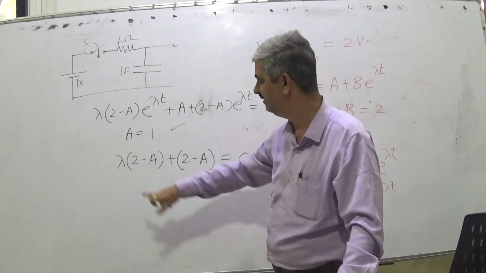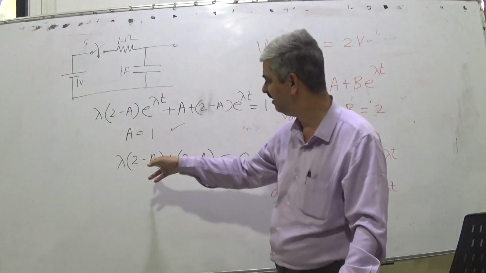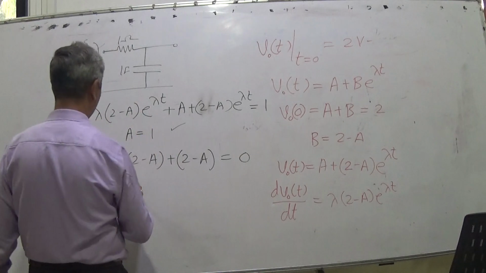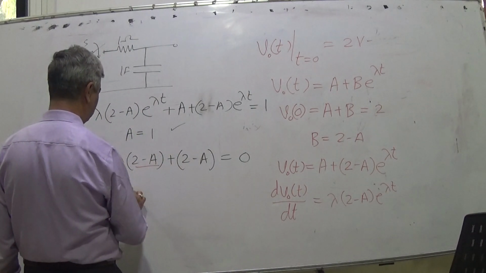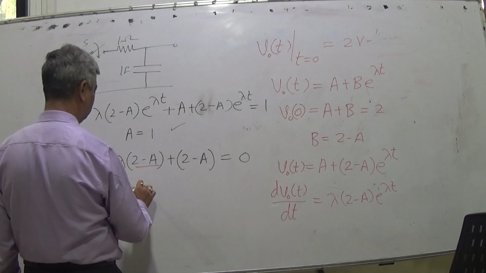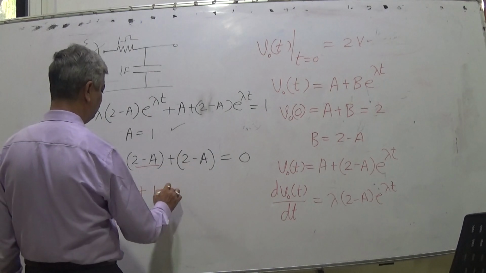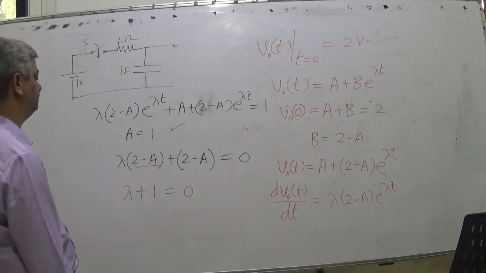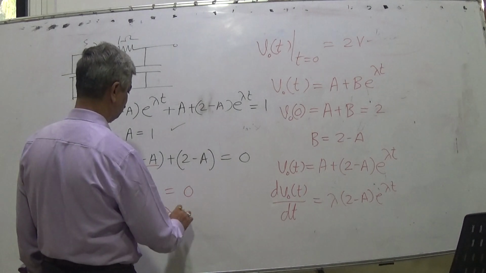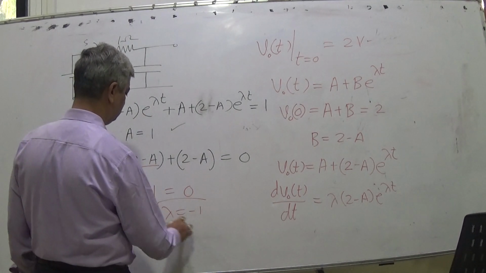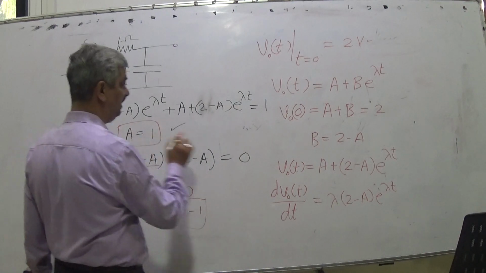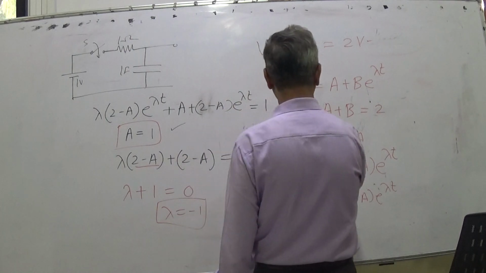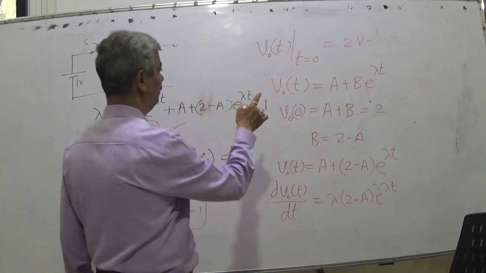So a equal to 1, and the remaining is the other part. Now we can further simplify because we know a equal to 1, so 2 minus a is 1. So lambda plus 1 must be equal to 0. So lambda is minus 1. A is 1. What is b? Or b is not needed. So what is VOT?